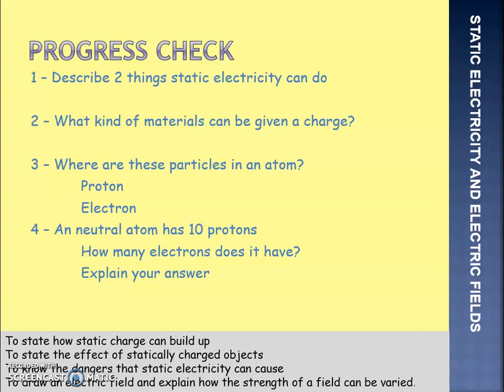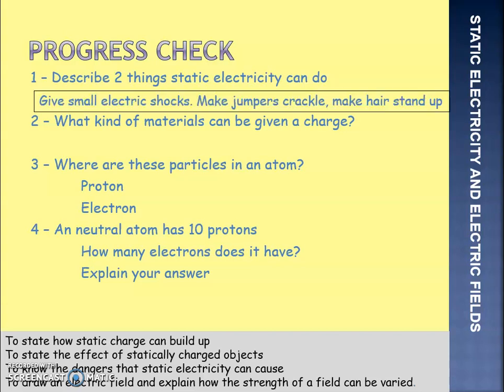Okay, question 1. 2 things that static electricity can do. Give small electric shocks, make your jumpers crackle, or make your hair stand up when you've rubbed a balloon on your shirt. What kind of materials can be given a charge? It's insulating materials that will hold on to that static charge. It can't flow away, it hasn't got the free electrons to move that away.